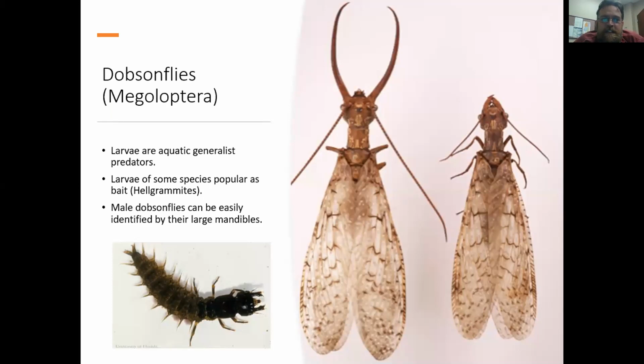Another really interesting insect that looks really fierce but really isn't. This is the Dobson fly.